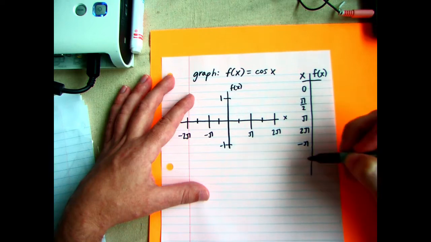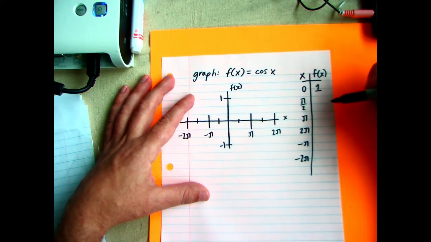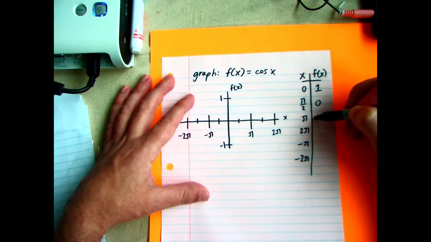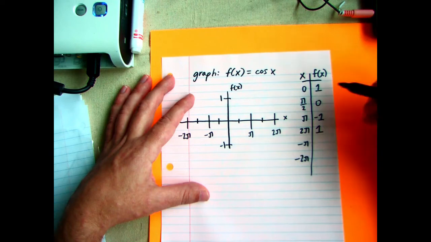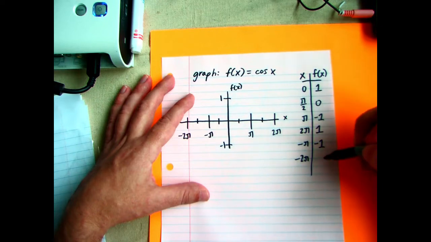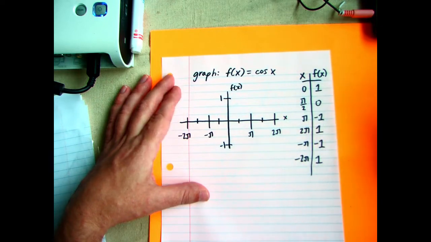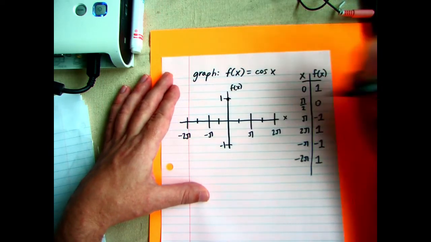So again, these are all basic x values in which you're going to want to know the cosine of these values. You just need to memorize them, just know them by heart. Cosine of 0 is 1. Cosine of pi over 2 is 0. Cosine of pi is negative 1. Cosine of 2 pi is 1. Cosine of negative pi is negative 1. And cosine of negative 2 pi is positive 1.